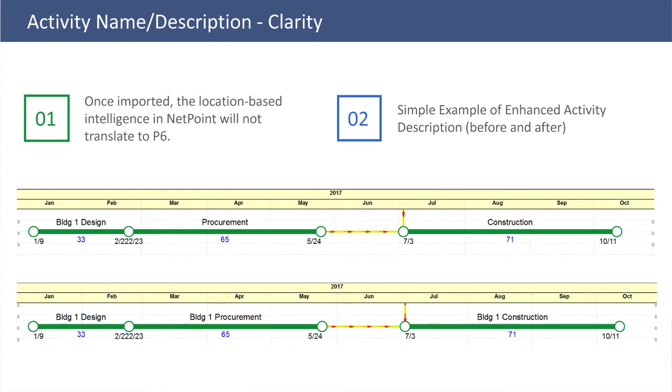And do it right means either better descriptions or better coding. And if you're pulling something from P6 and you can start with that code structure, stick with it, right? So this would be a better solution. Building 1 design, building 1 procurement, building 1 construction.